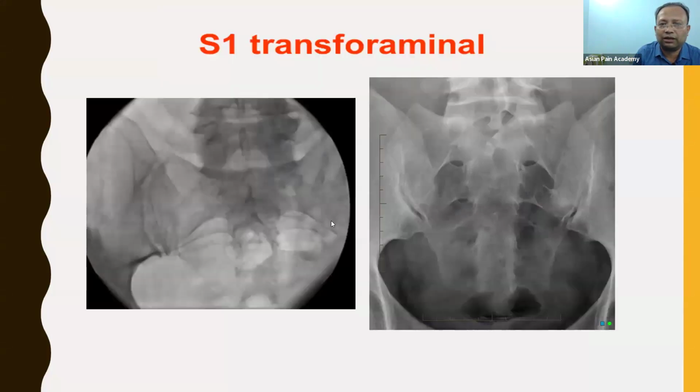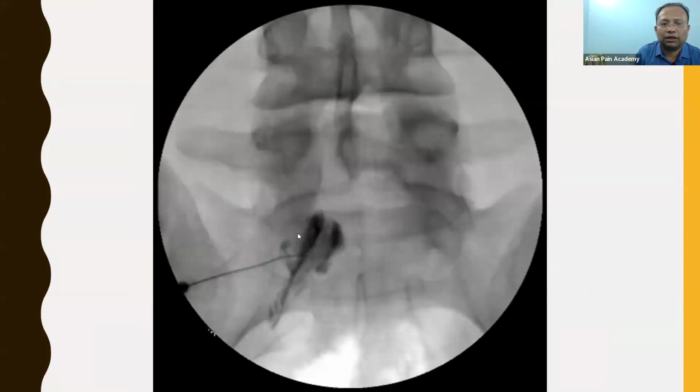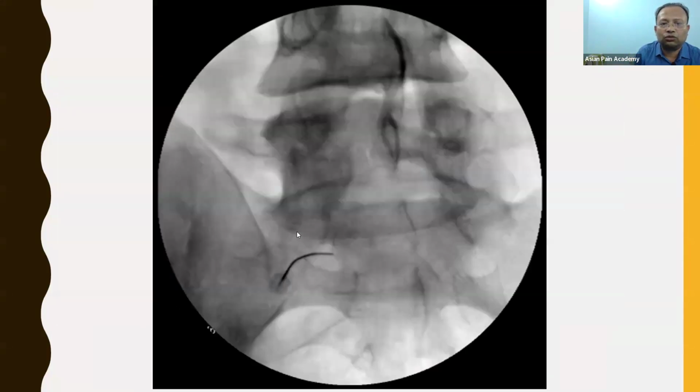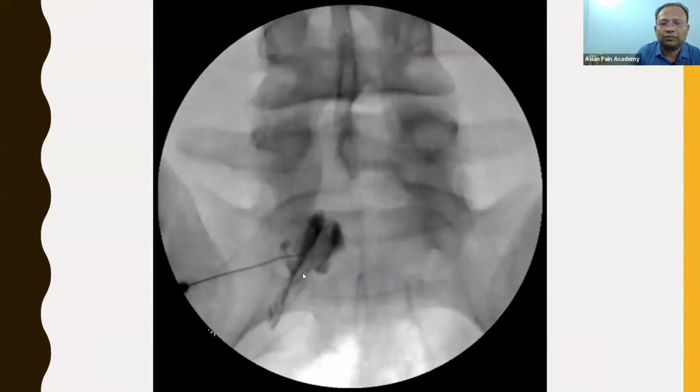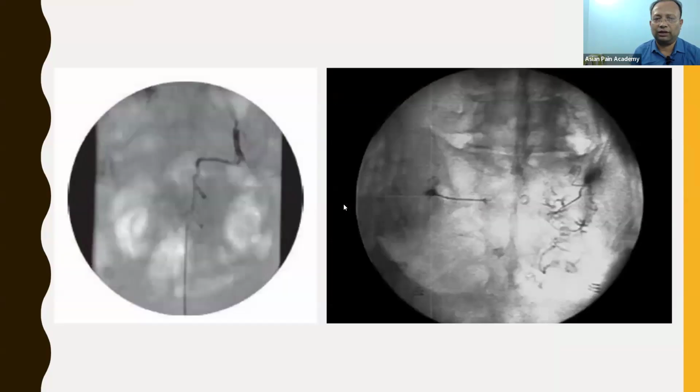So this is also an intravascular spread after transforaminal. Okay, so this is S1. Through S1 the needle has been put and the drug is going in the epidural space upward, in the cranial direction. So this is okay, this is very nicely going.